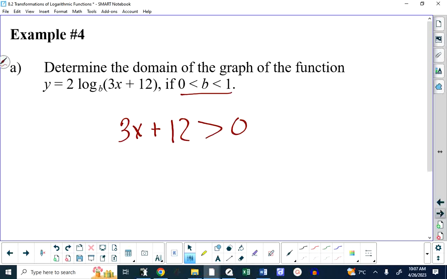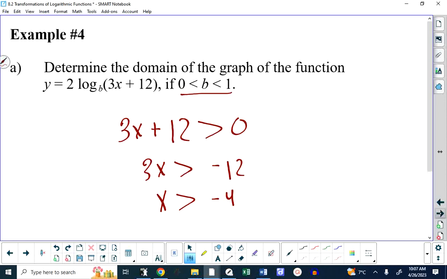There is a way to determine the domain here by graphing this function and looking at where the asymptote lands and looking at what the graph looks like. And we can certainly do that in a minute. But I'm simply going to solve this. This is 3x is greater than -12, which means x is greater than -4. That's the domain. That's it.